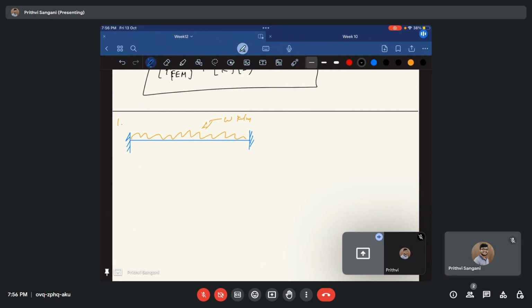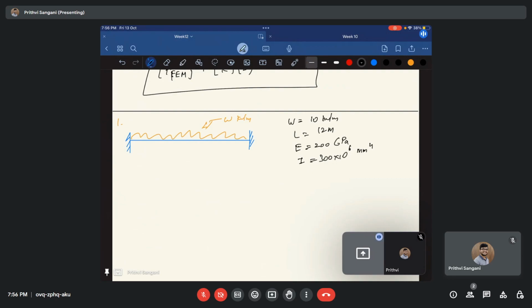Okay, is that the question? W is given as 10 kilonewton per meter. The length of the beam is 12 meters, and E is equal to 200, so it's a steel section. I is given as 300 times 10 to the power 6 mm to the power 4.